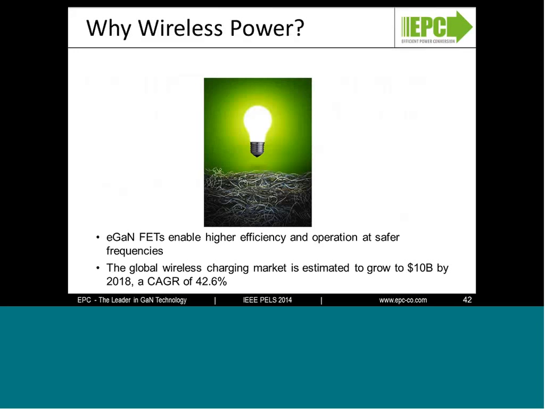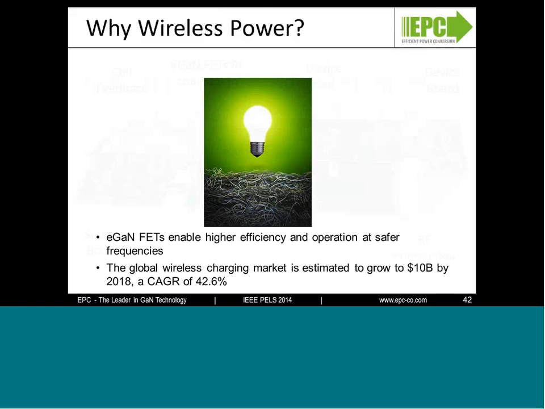eGaN FETs can help enable higher efficiency in these applications, and they can allow us to operate at the higher frequencies used in wireless power applications, like the 6.78 megahertz and 13.56 megahertz bands. And these are essentially safer to the human body, as well as allowing us to have a longer distance wireless charging capability. This is an emerging market, but it's estimated to grow significantly. It's anticipated it'll be around $10 billion by 2018, at a growth rate around 42.6% a year.